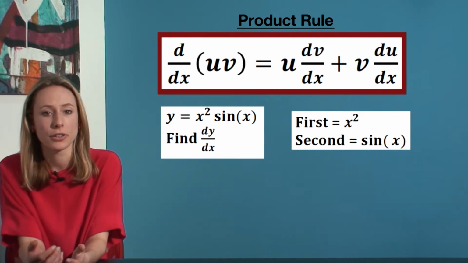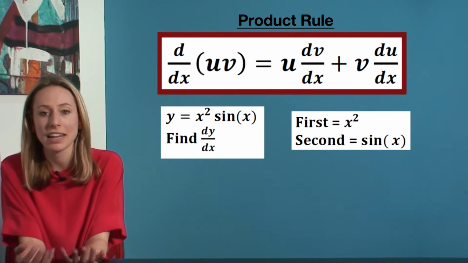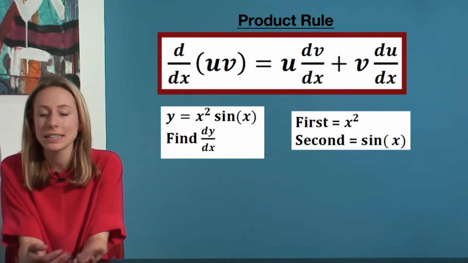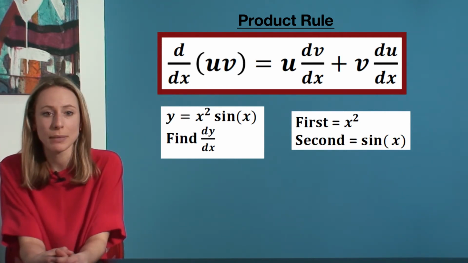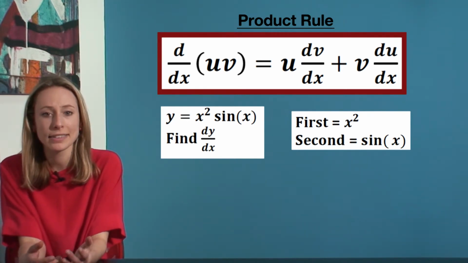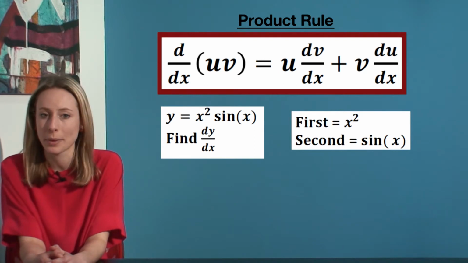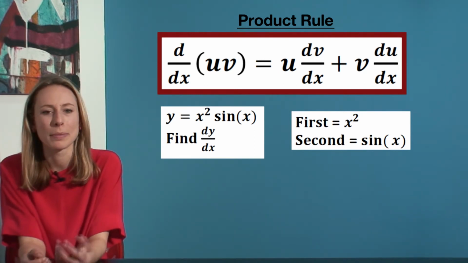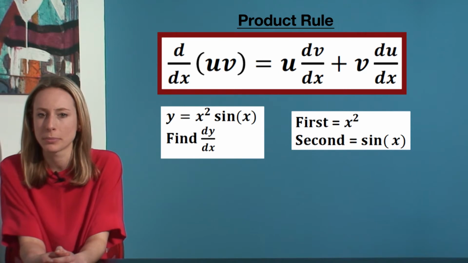We call one of them u and the other one v. It doesn't matter how you label them because when you multiply, the order doesn't matter. Just as 2 times 5 and 5 times 2 are the same, x squared sine x is the same as sine x times x squared.